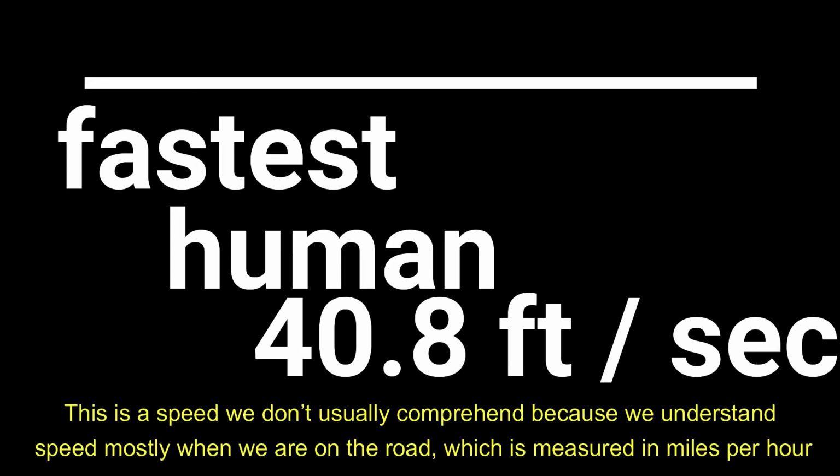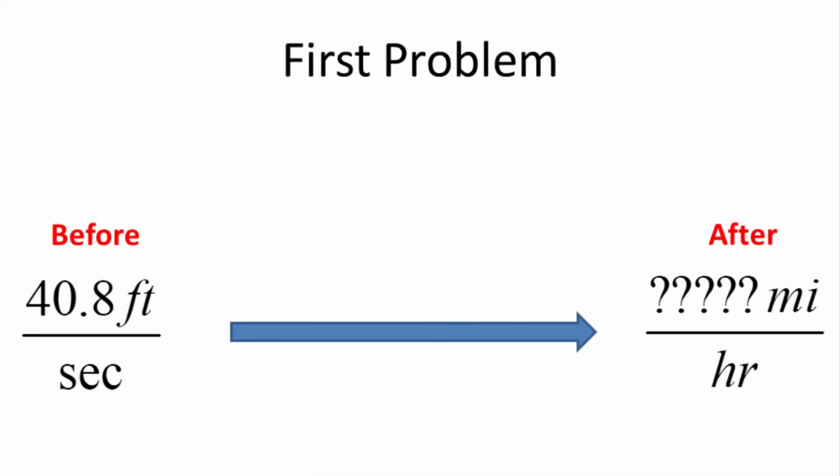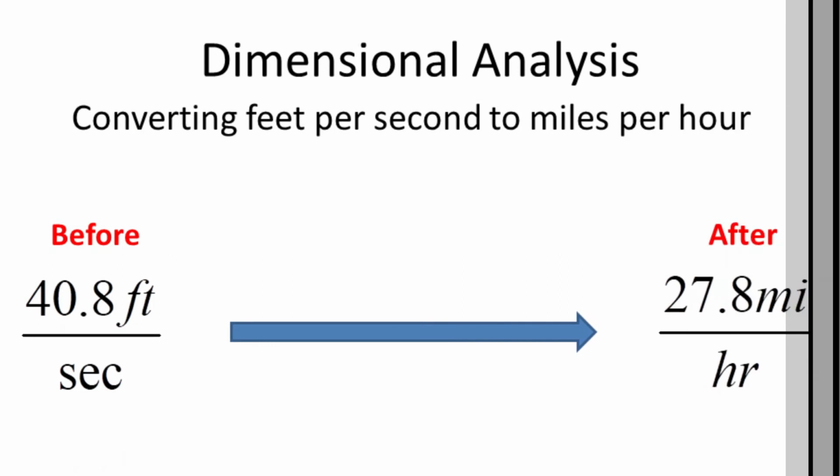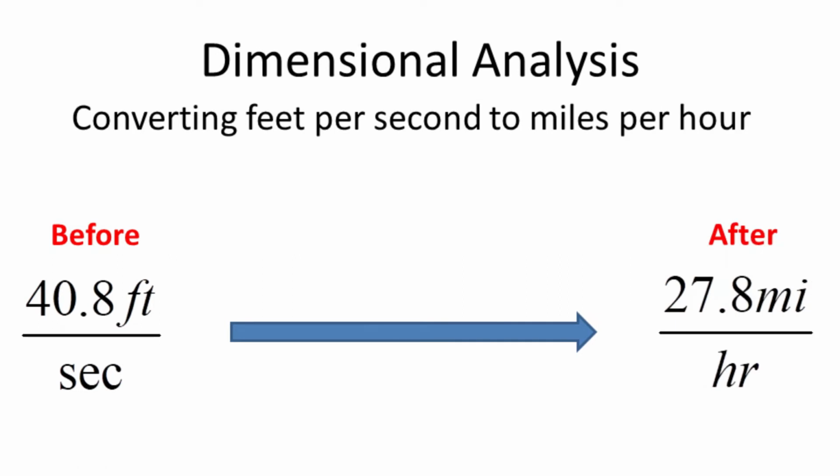Okay, so the fastest human has been clocked at 40.8 feet per second. This is a speed we don't usually comprehend because we understand speed mostly through what we see on the road, which is measured in miles per hour. So the first question, we are going to take this 40.8 feet per second and convert it into miles per hour. Now, I'm going to go ahead and tell you the answer to this is 27.8 miles per hour.